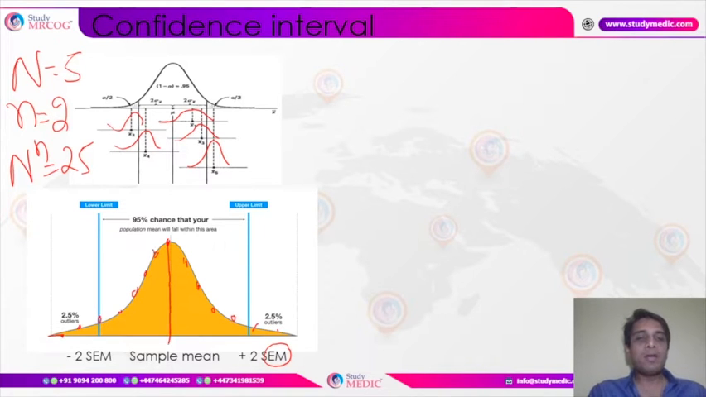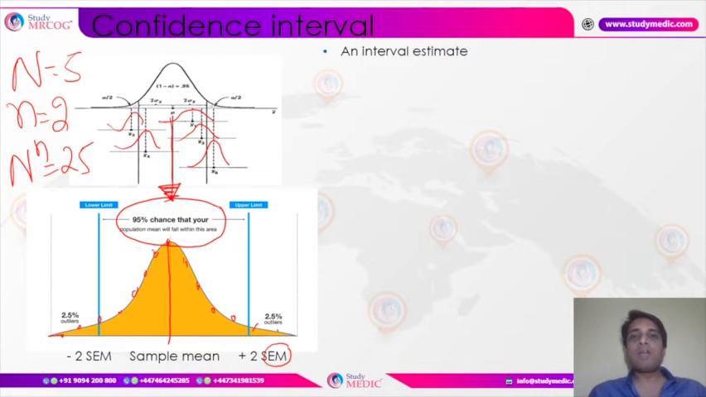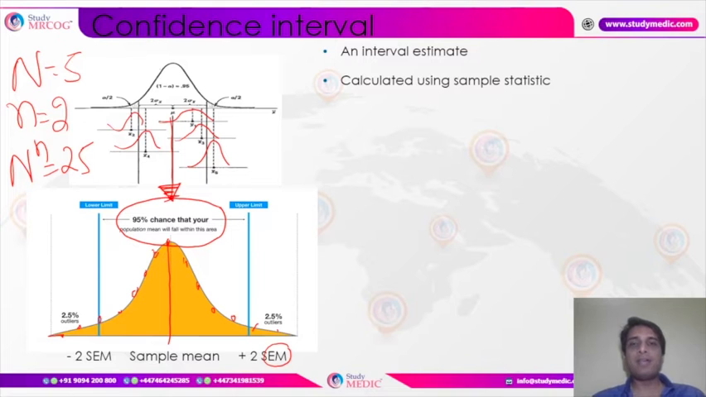Then what do you understand by the term mean plus or minus 2 standard errors of mean? It tells us there is a 95% chance that the population mean will lie within this confidence interval. So confidence interval is an interval estimate, which is calculated using a sample estimate. First, we calculate the standard error of mean, which is nothing but the variation in the sample probable means.